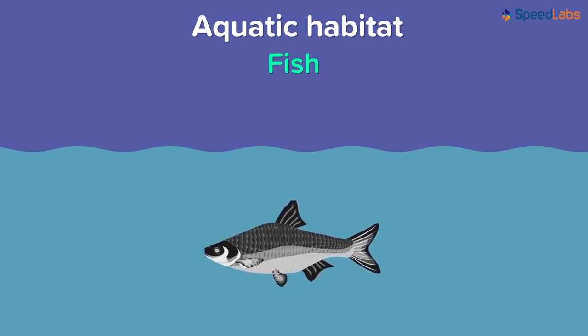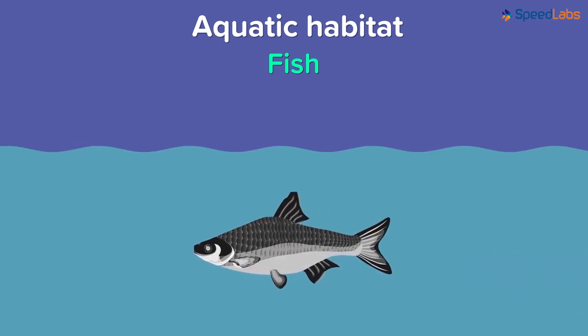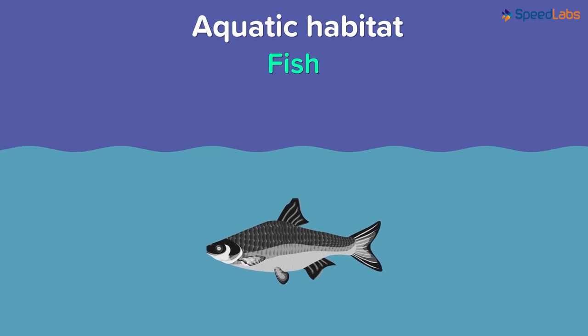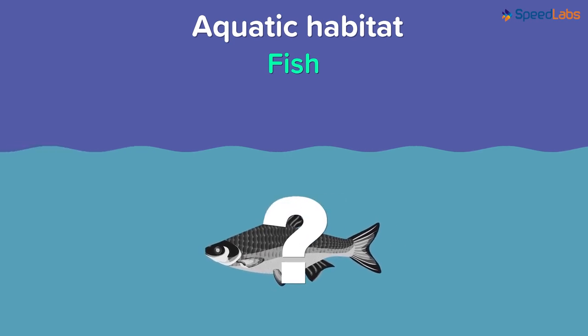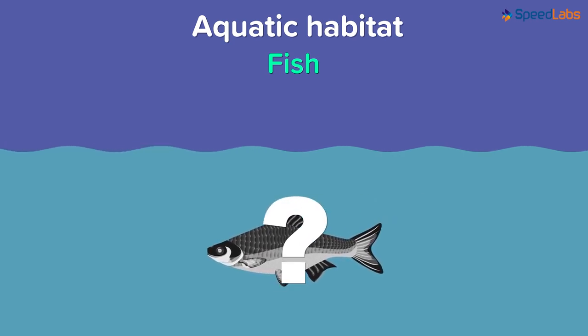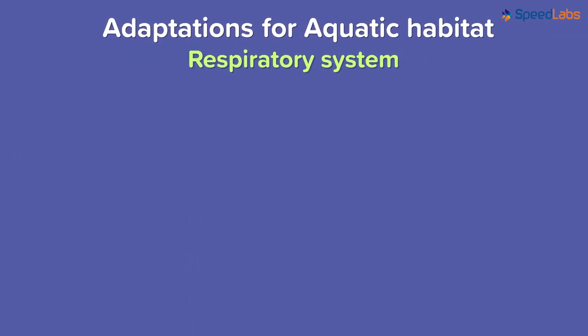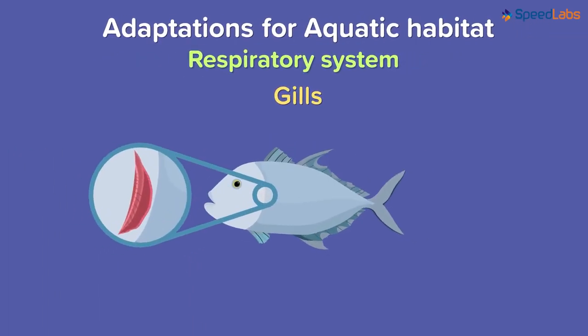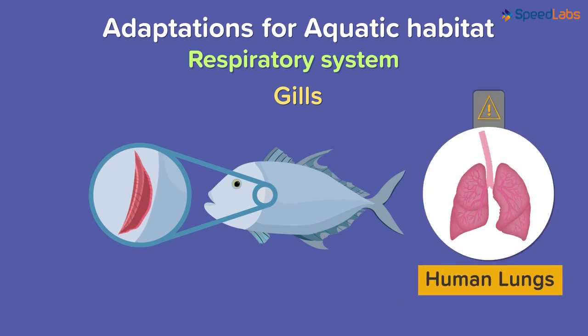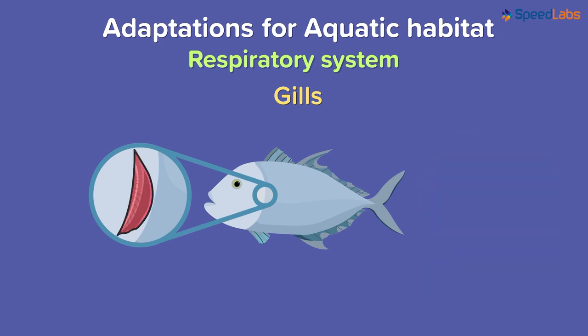But why is that? What special characters do fish possess that we don't have? What adaptations enable them to live in water with so much ease? The first adaptation is in the respiratory system. Fish have gills to utilize the oxygen dissolved in water. They do not have lungs like us. The gills help them take the oxygen dissolved in the surrounding water.